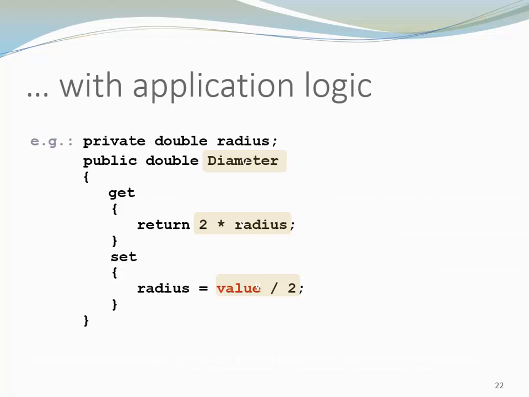Now, another example. Here we have a property that performs some application logic. Again, we are in our example of the circle. We have a backing field which is the radius, but now we want to have a property that is a diameter. So rather than storing diameter and radius separately as two fields, which could lead to inconsistencies, we have one backing field, which is the radius, and we just return twice the radius when the user needs the diameter, or we set half the value to our radius, half the value that the user chose as diameter.